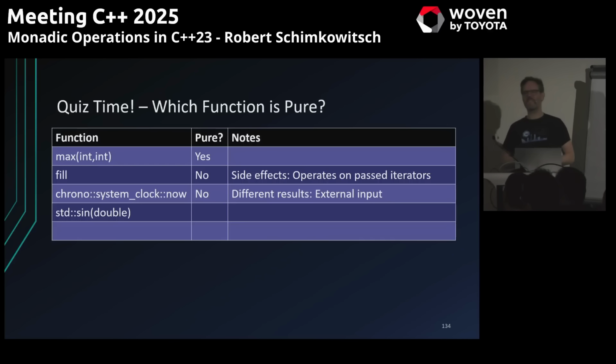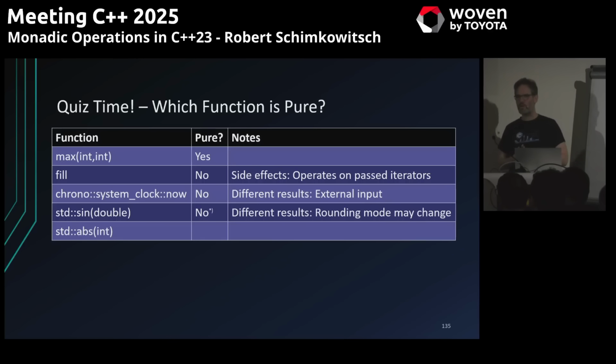Then we have std::sin of double, calculating the sine. Who thinks this is pure? And who thinks this is not pure? This might actually depend on your implementation, but it should use the global rounding modes, so it's not pure.